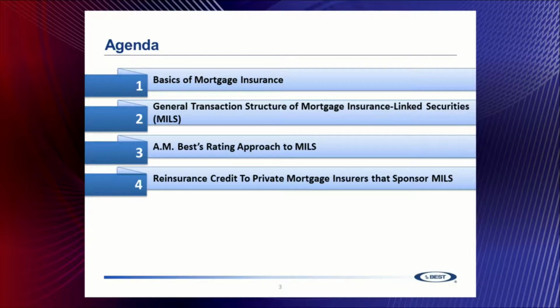So in today's webinar, we'll cover 4 basic agenda items. The first item will be on the basics of mortgage insurance. The second item will be related to the general transaction structure of mortgage insurance-linked securities, or MILs, as we call them. The third item will be AM Best rating approach to MILs. And the fourth item will be the reinsurance credit to private mortgage insurers that sponsor MILs.